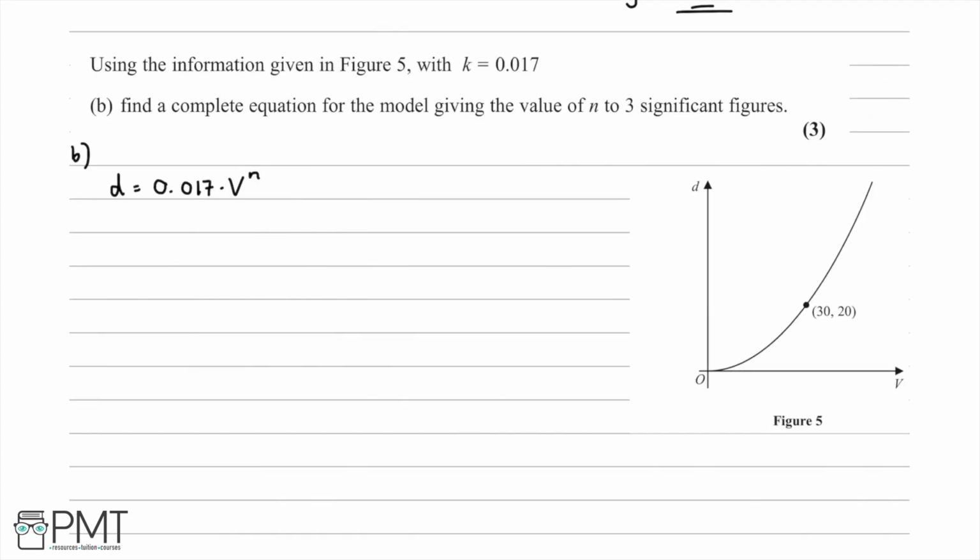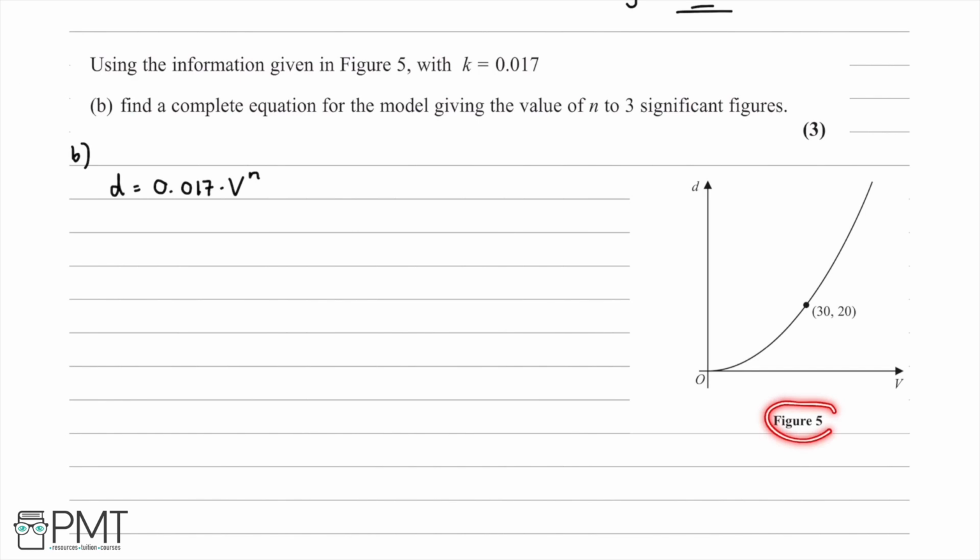So in part B of this question, we're told to use the information given in figure 5 with k equals 0.017, and we're asked to find a complete equation for the model, giving the value of n to 3 significant figures. So we recall we'll have the following formula, where the distance d is modelled by 0.017 multiplied by v, which is the speed, to the power of n, where n is a constant, and we're told to use the information given in figure 5.